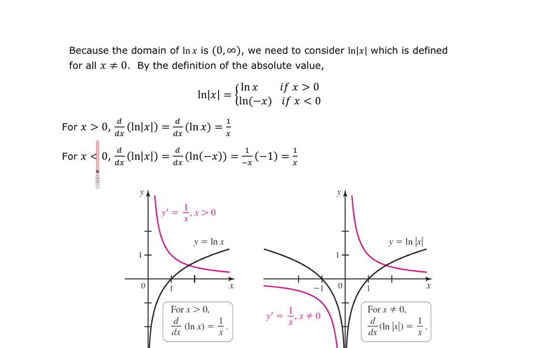Then, for x greater than 0, the derivative of the natural log of the absolute value of x is 1 over x. And for x less than 0, it's going to be the derivative of the natural log of negative x, which is 1 divided by negative x multiplied by negative 1, which is 1 over x. So basically, here's the gist. The derivative of the natural log of x is going to be 1 over x.